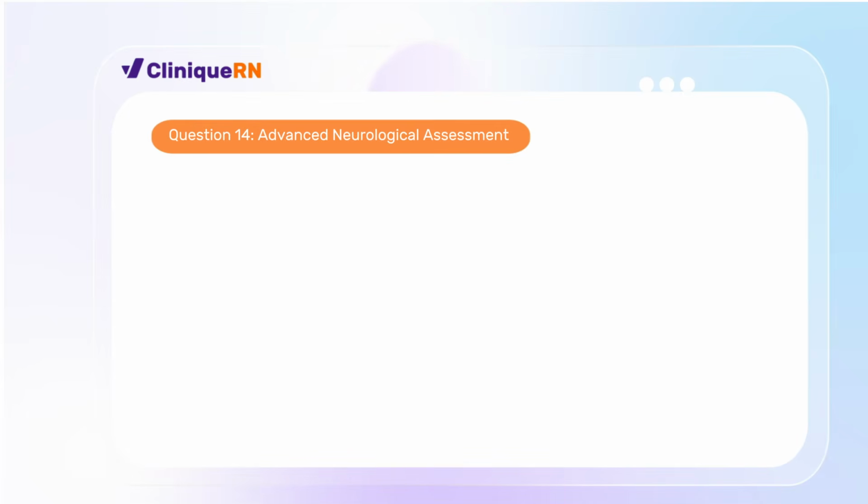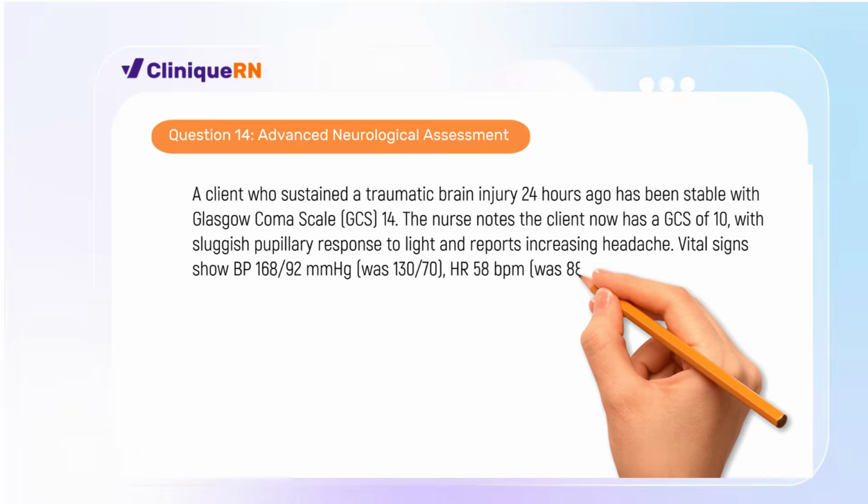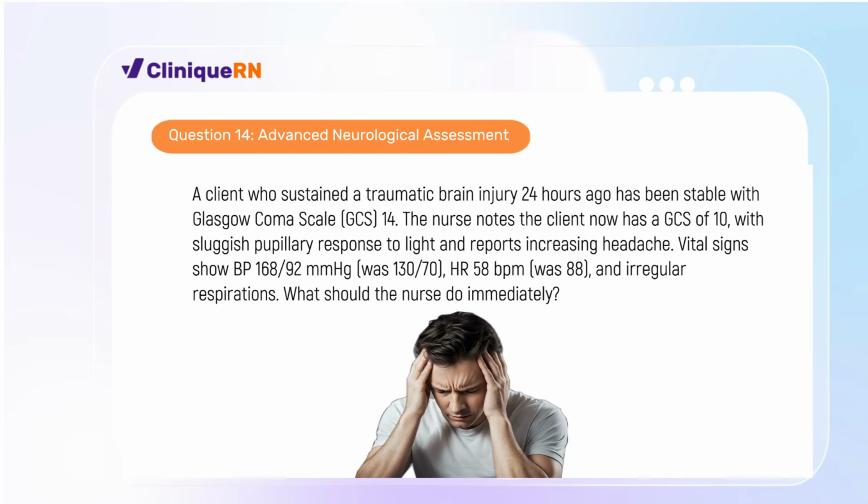Question 14. Advanced neurological assessment. A client who sustained a traumatic brain injury 24 hours ago has been stable with a Glasgow Coma Scale, GCS, of 14. The nurse notes that the client now has a GCS of 10, with a sluggish pupillary response to light, and reports an increasing headache. Vital signs show blood pressure 168 over 92 millimeters of mercury, was 130 over 70, HR 58 beats per minute, was 88, and irregular respirations. What should the nurse do immediately?